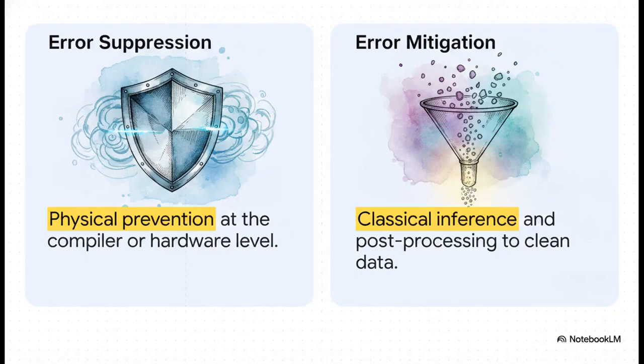Now, what's really interesting here is what happens when our preventative shield just isn't enough. We need to draw a really clear conceptual line. On one side, we have error suppression. That's our physical, compiler-based prevention. On the other side, we have error mitigation, which is all about classical inference and post-processing. They work together, sure, but they are totally distinct phases of your quantum pipeline.